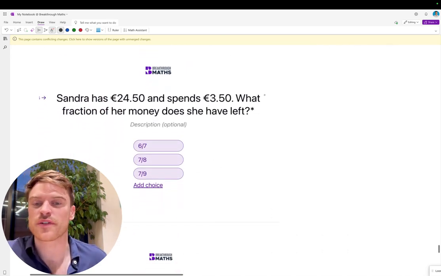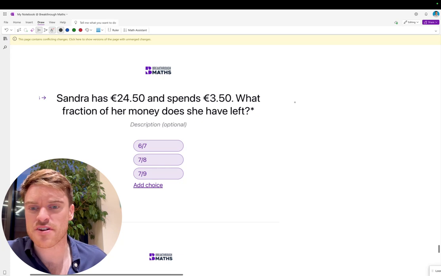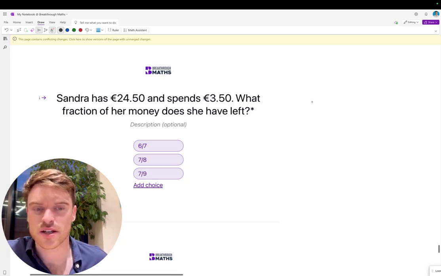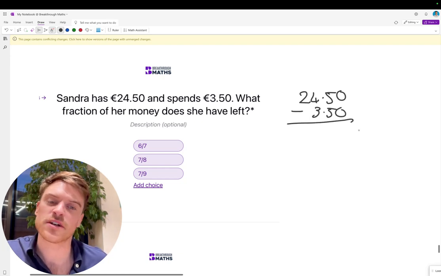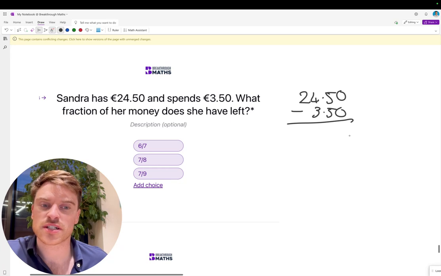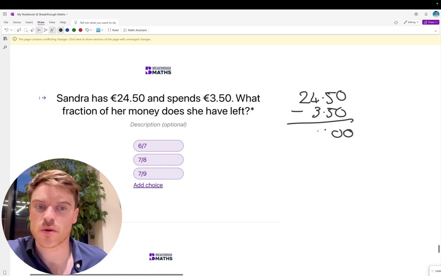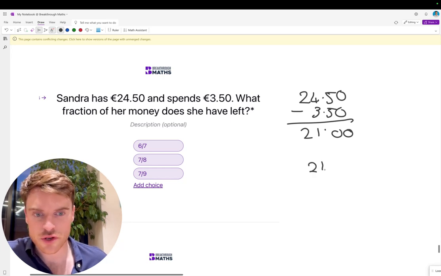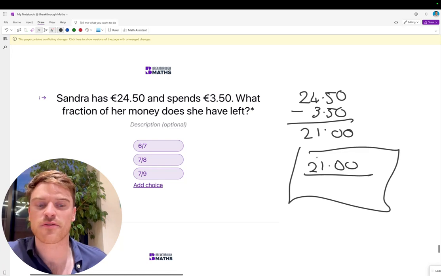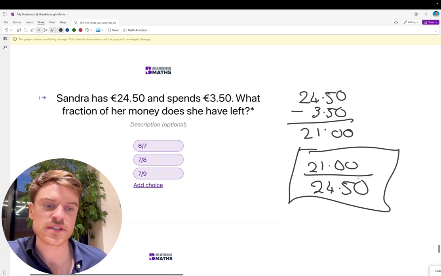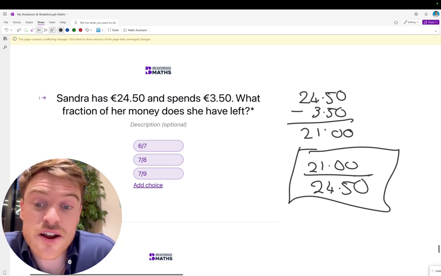Sandra has 24.50 and spends 3.50. What fraction of her money does she have left? Okay, 24.50 take away 3.50. That's fine. So she's left with 0.00, and then 4 take 3 gives me 21 euro. So she'll have 21 euro out of how much? You have to make fractions with all these. 21 euro out of 24.50, which is how much she started with. And if you can get that far, you're winning.